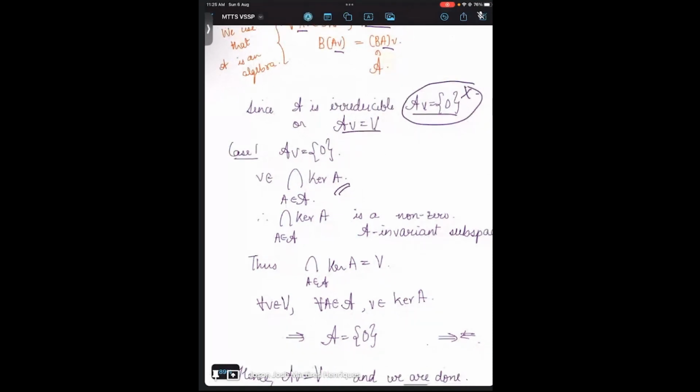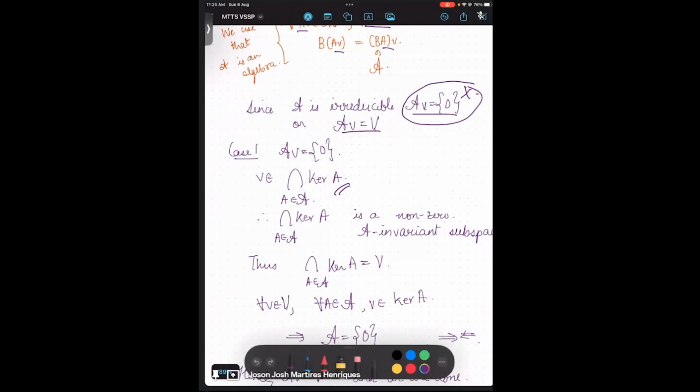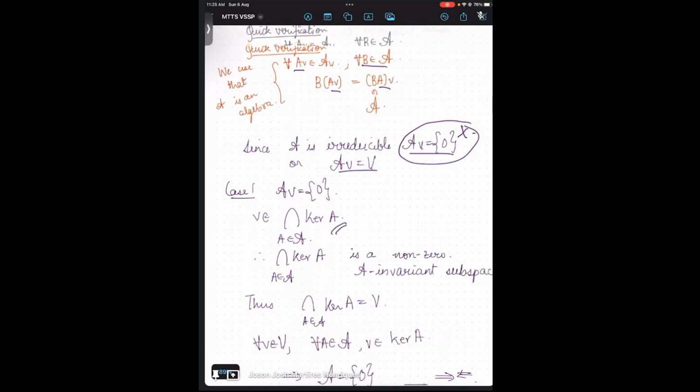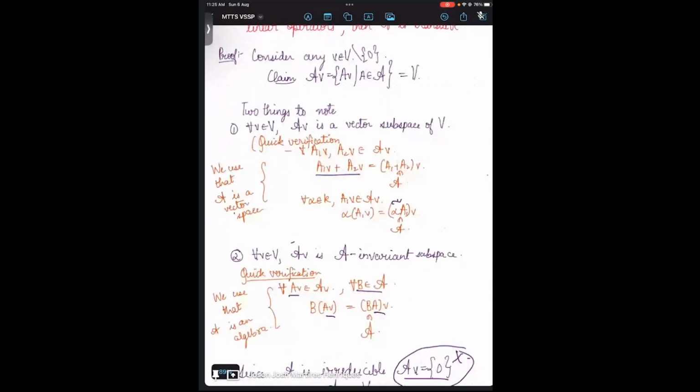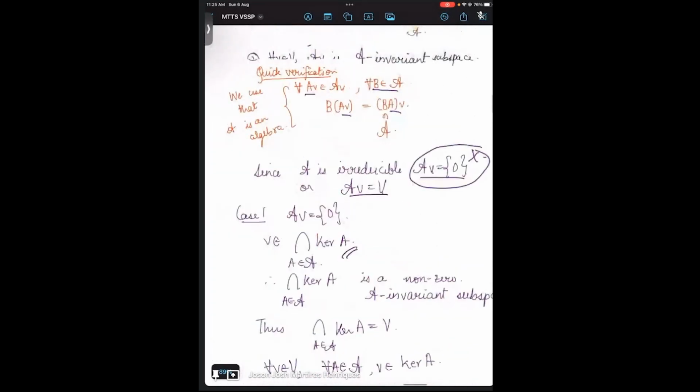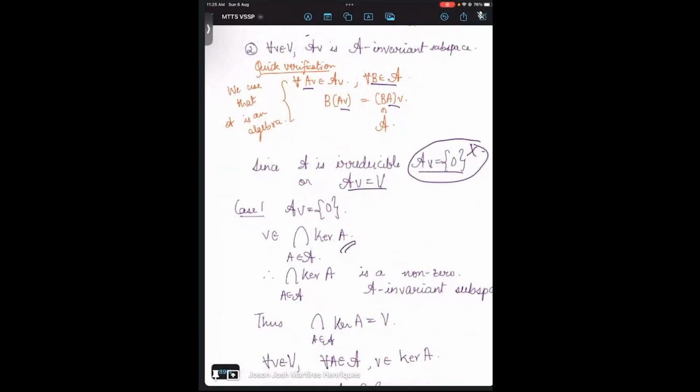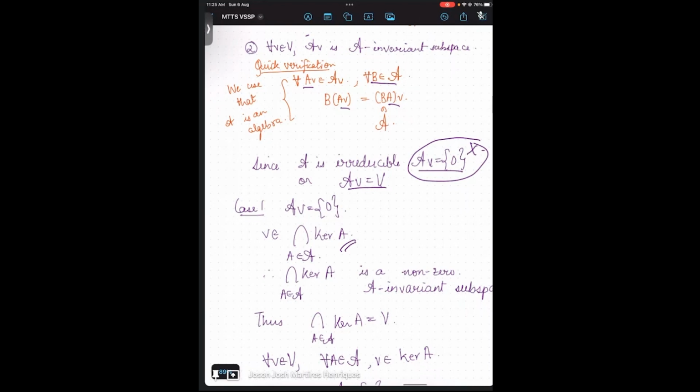So this is a non-zero invariant subspace. It's non-zero because we had started with a non-zero vector to begin with, and we have this non-zero vector V inside this intersection. So in particular, this is a non-zero A invariant subspace. So it must be the full space because the algebra that I'm considering is irreducible.